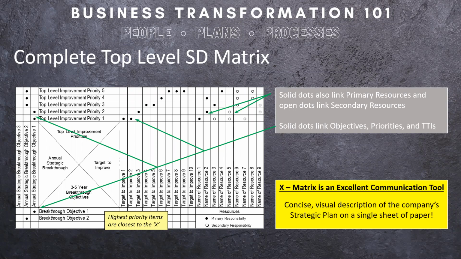Note that top level indicates that this is the SD matrix for the entire business. Depending upon the size, structure, and complexity of the business, the SD process allows for cascading to segments of the business. Creating an SD matrix for specific segments of the business, for example, product lines or geographic regions, may be appropriate for your business. Cascading is beyond the scope of this podcast, but I would recommend that any company embarking on the use of the SD process implement a single top-level matrix for the first year and then consider cascading in future years if appropriate.